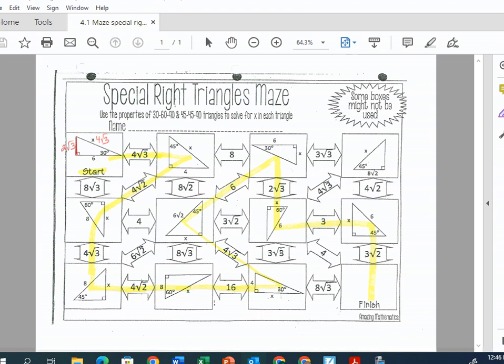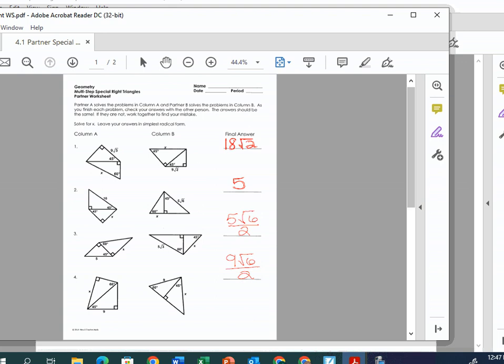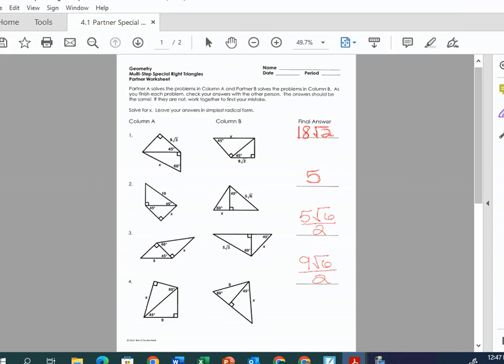Guys, you don't have to look yet, but when you're ready, I'll put the key for the partner worksheet up here. And sorry, the marker was weirdly skinny, so it's kind of bad writing, but hopefully you can read it.